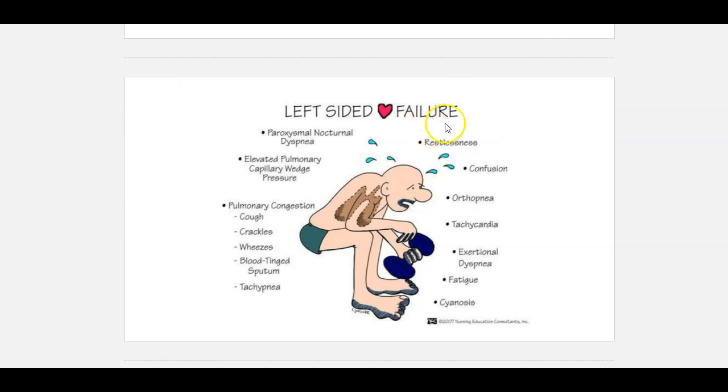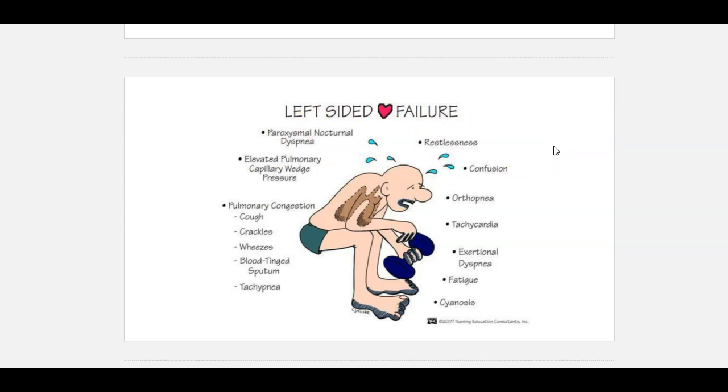Right? So there's a lot of restlessness, confusion, orthopnea, or basically shortness of breath or difficulty breathing with different positions, mainly when the patient is laying down. Again, as mentioned earlier, tachycardia, you will see some exertional dyspnea, so basically shortness of breath or difficulty breathing with activity or exertion, and they experience a lot of fatigue, cyanosis, right? The blue discoloration, especially noted in the mouth area. You also have paroxysmal nocturnal dyspnea. So this is basically shortness of breath that mainly happens at night.